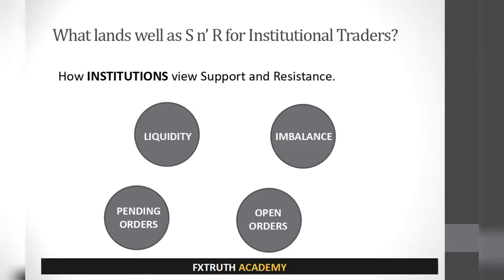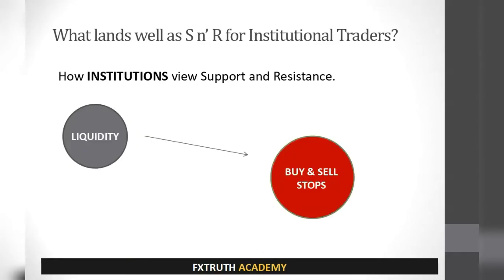This is how they arrive at support and resistance areas in the marketplace, and this is how they key off their buy orders and their sell orders. So let's explain the first one.